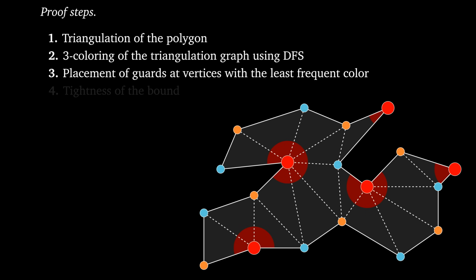Why exactly n divided by 3? Well, because we have colored n many nodes with 3 different colors in such a way that no 2 adjacent nodes share the same color.